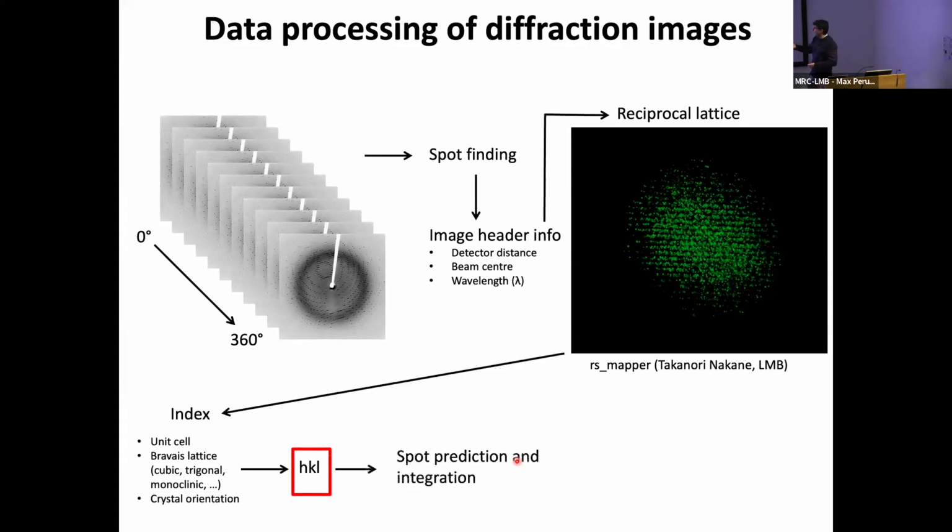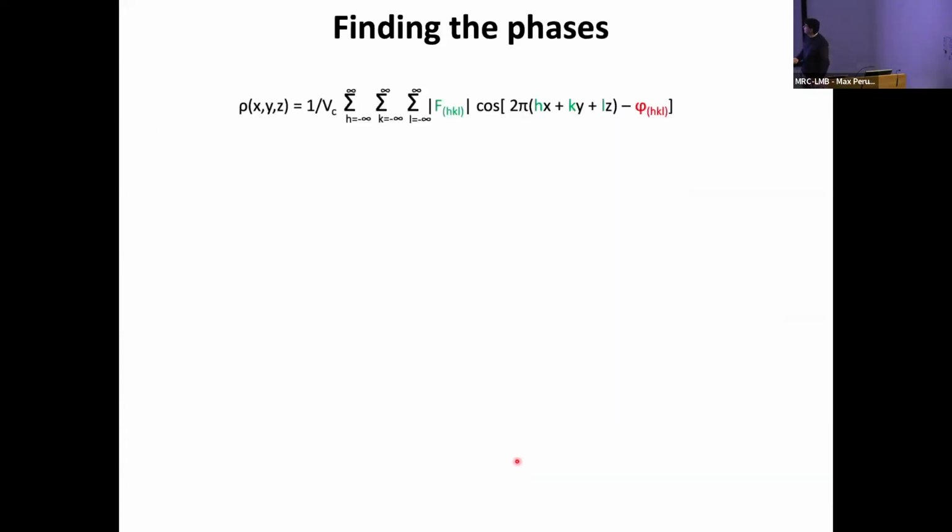Once we know the geometry of our crystal, we can predict where the spots are going to be on the images. So we can find the spots and integrate them. Once we integrate them, we can scale and merge and get the intensity of each of them. Then we take the square root and find our amplitude. So now we have the HKL and the amplitude. All we are missing is the phase.